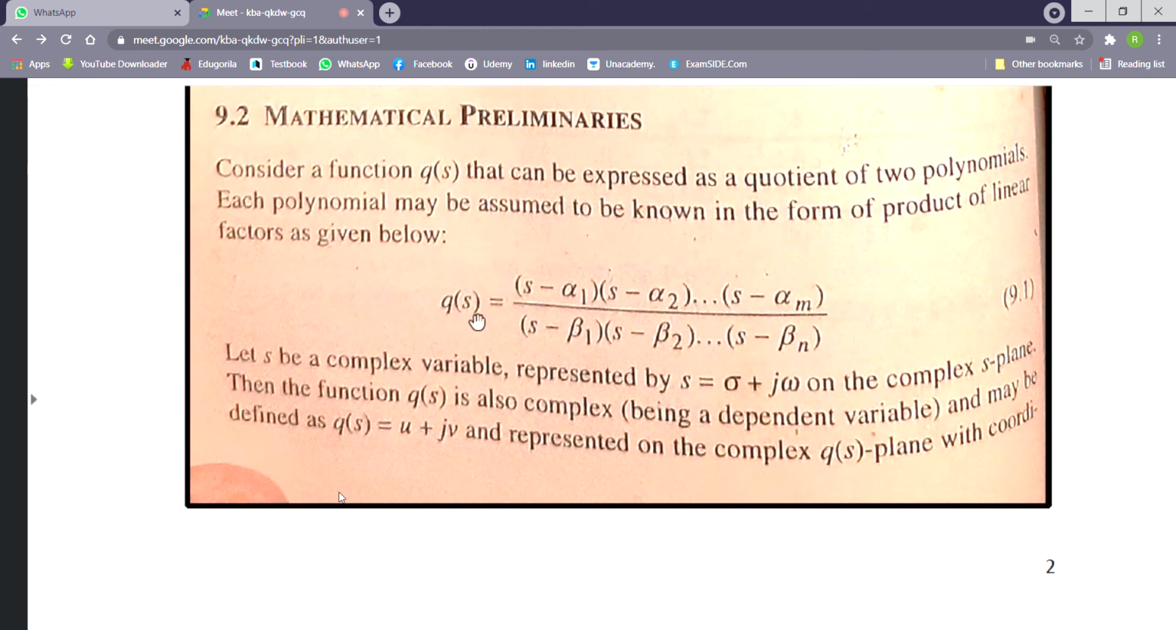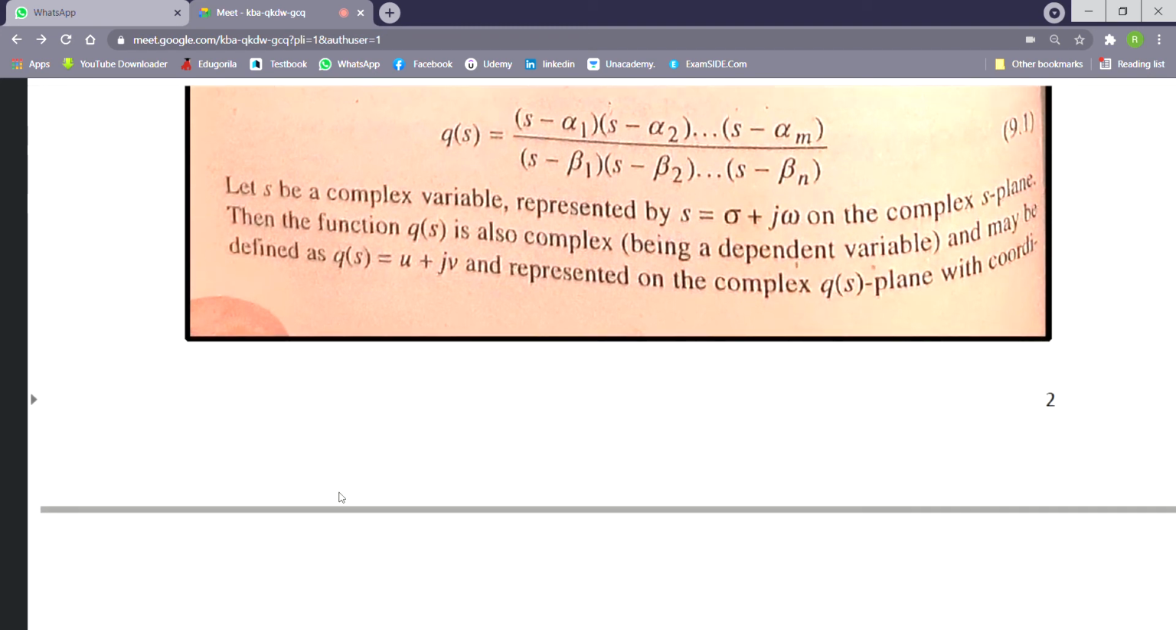So that means this QS will have a magnitude as well as a phase angle, and I have written this expression. Have you noted down this expression, or rather this equation?